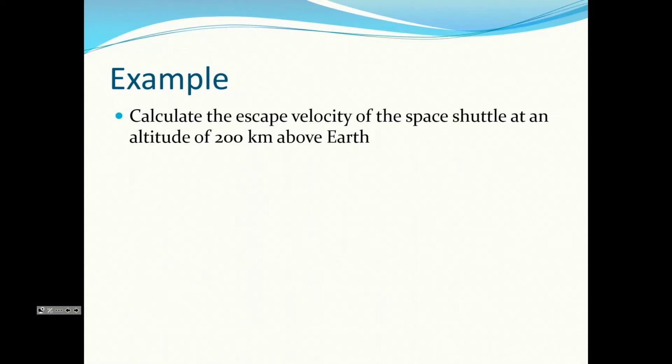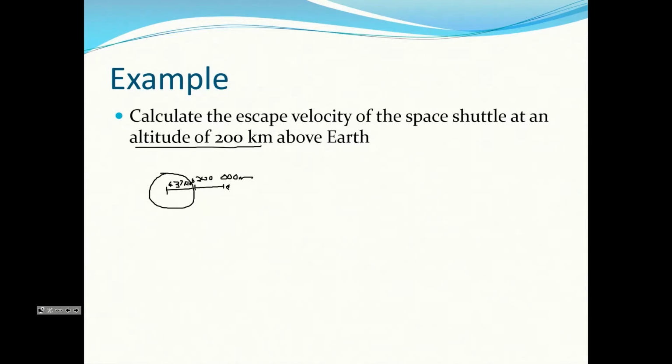So calculate the escape velocity of a space shuttle at an altitude of 200 kilometers above the Earth. Right? So here's the space shuttle out here. The altitude is from the surface, so it's 200, and I'll add on 3 zeros to put it in meters. So 200,000 meters above the Earth's surface. So we have to factor in this 6.37 times 10 to the 6 as well, because we want to use r. Altitude never goes in any equations.